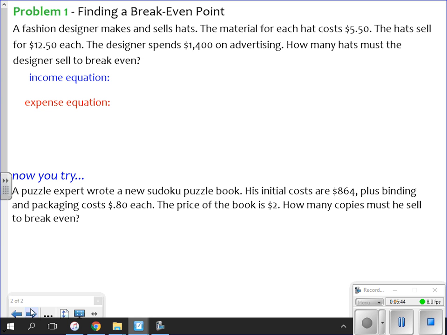A fashion designer makes and sells hats. The material for each hat costs $5.50. The hats sell for $12.50. The designer spends $1,400 on advertising. How many hats must the designer sell to break even? So we have two equations we're going to come up with. One for income, one for expenses. Income's actually pretty easy. How much do they sell them for?